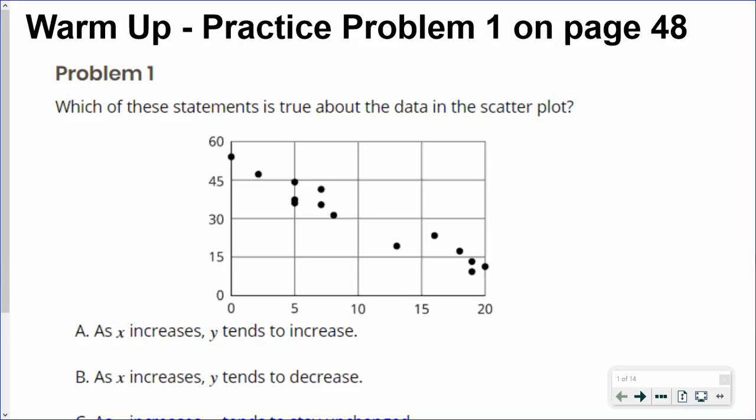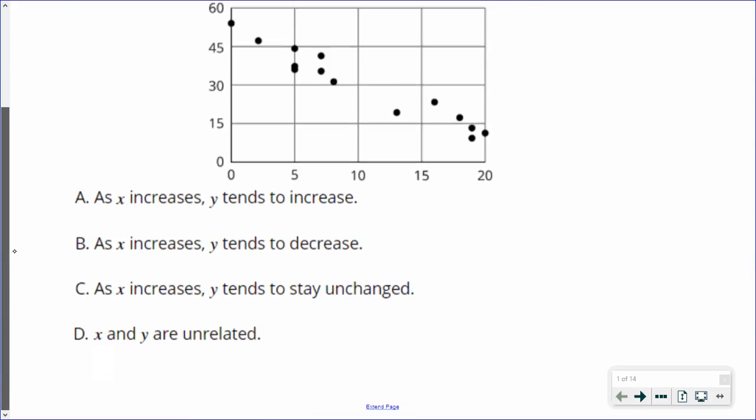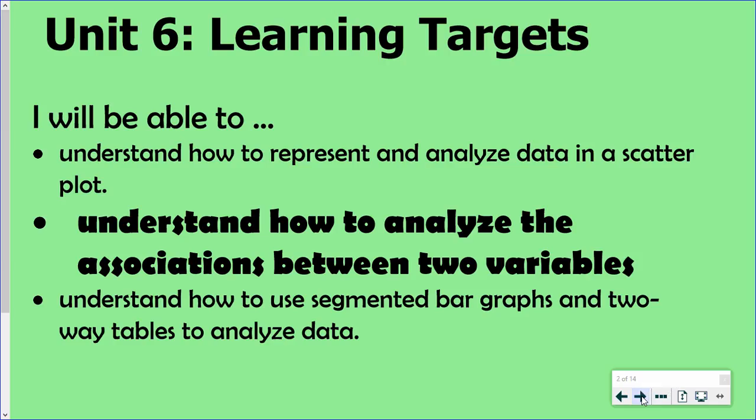So the question asks which of these statements is true about the data in the scatter plot, and hopefully you answered choice B, which states as X increases, Y tends to decrease. So this is showing a negative association. As you can see, our X values are going up while our Y values are decreasing. So that would be the best choice to describe this data set here. So please make sure you have that selected. And when you're ready to move on, we shall do so.